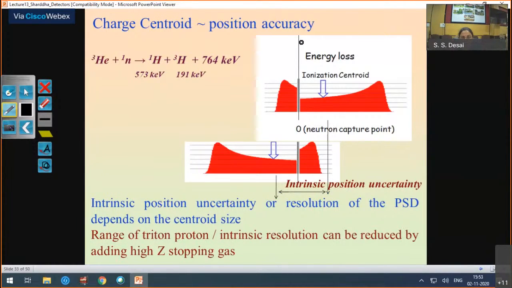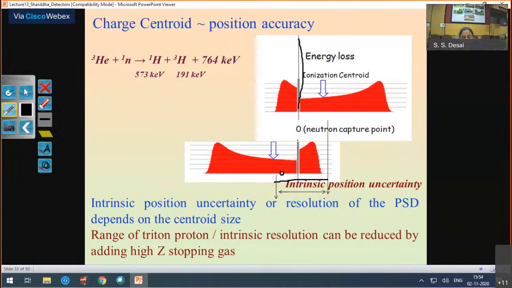Suppose there is a neutron interaction at this point, producing a proton and a triton. The triton loses its energy in a small region, whereas the proton, at 573 keV, depends on the Z value of our ionizing gas. Even if the neutron arrives at the same position, there is a probability of isotropic emission of this proton and triton. So between this entire region is the uncertainty in the charge centroid. The charge centroid itself is what you call the position. Between these two probable positions, this is what determines the intrinsic position uncertainty in the detector.